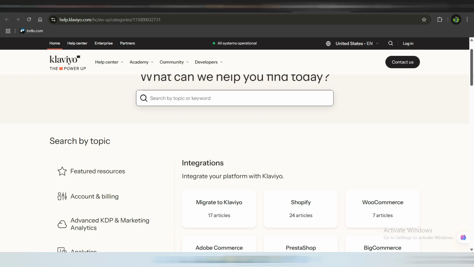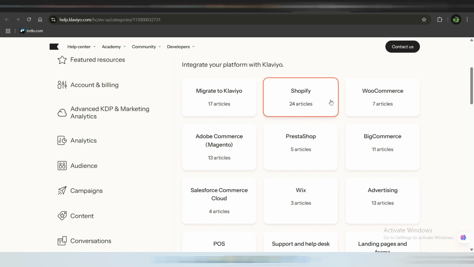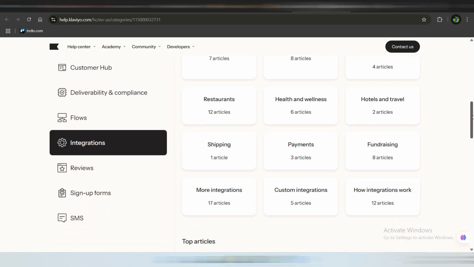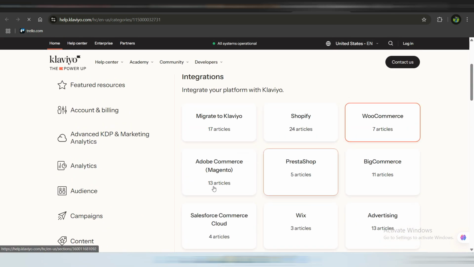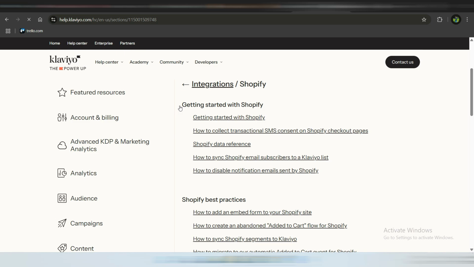So let's get started. Klaviyo integration is the process of connecting Klaviyo with your existing tools like your online store, website, or CRM, so that they work together seamlessly to collect data, track customer behavior, and automate personalized marketing. Whether you're using Shopify, WooCommerce, BigCommerce, or even custom platforms, integrating Klaviyo means your store and Klaviyo can talk to each other in real time.